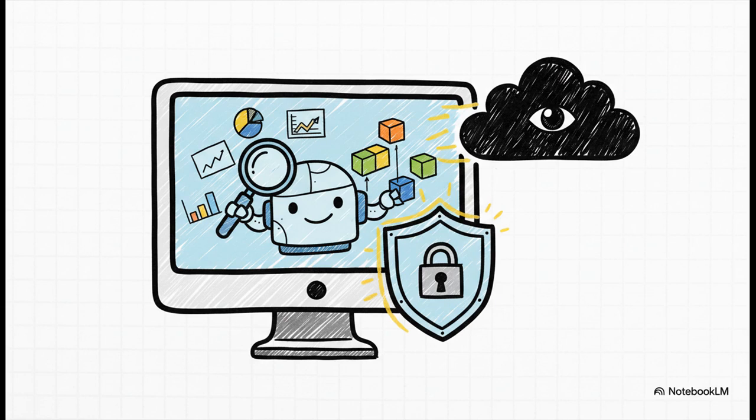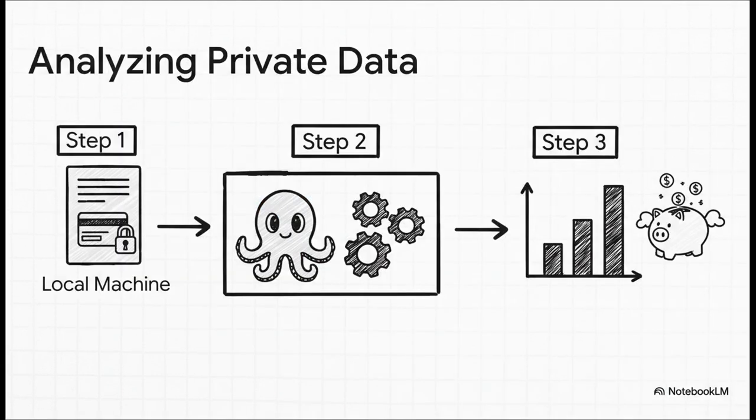So, for our first demo, we built something that tackles a super common problem, but one with extreme privacy needs: analyzing your personal finances. This is exactly the kind of thing you would never and should never trust to a public closed source AI. So, here's what we did. We gave the agent a file of credit card statements right on our local computer.